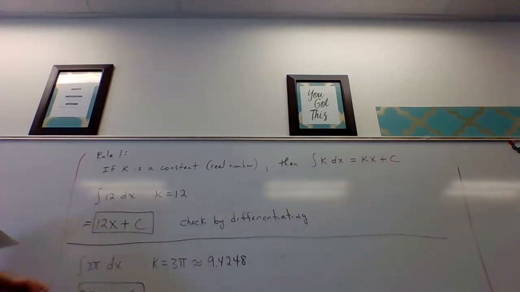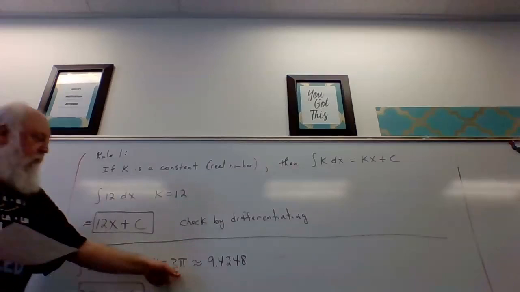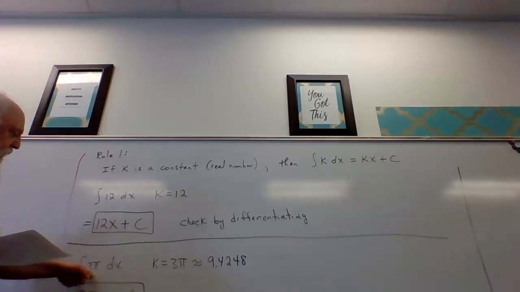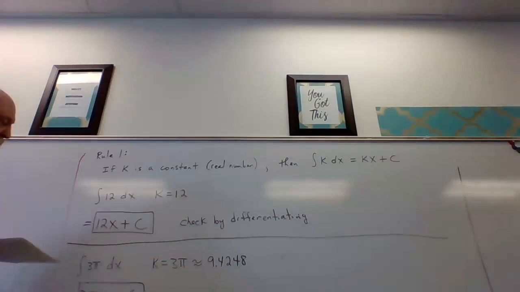In example 2, we have the antiderivative of 3 pi with respect to x. Remember, pi is equal to 3.141. So 3 times pi, right, is roughly 9.4248. And so k in this case is just equal to 3 pi. And the antiderivative of 3 pi is then 3 pi x plus c.